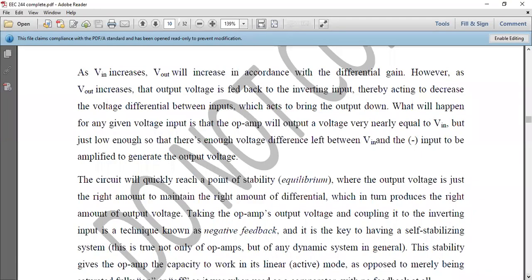However, if you continue to increase the input voltage, Vout continues to increase, but it will get to a point when the output voltage will be stabilized. It will not increase any more.